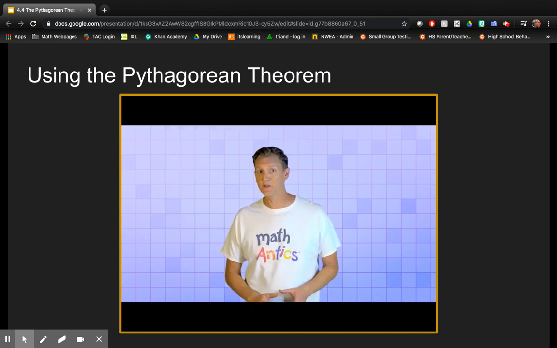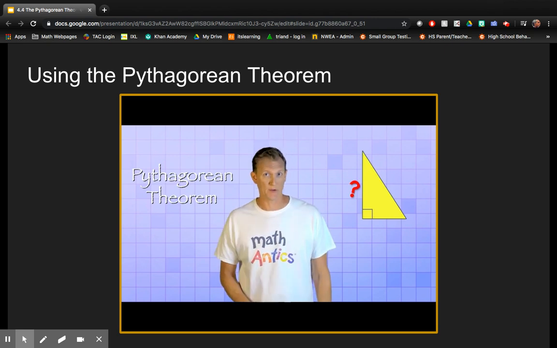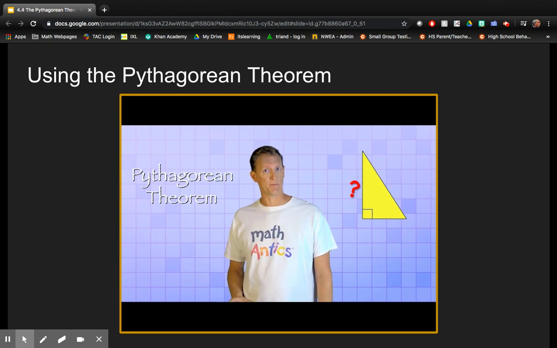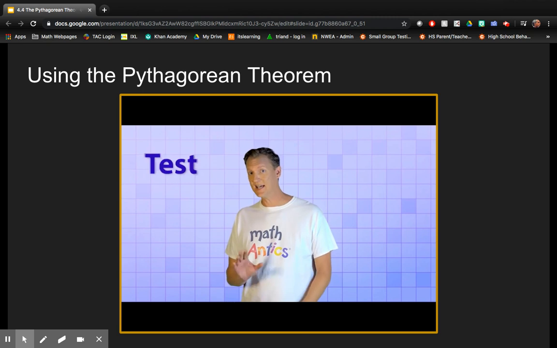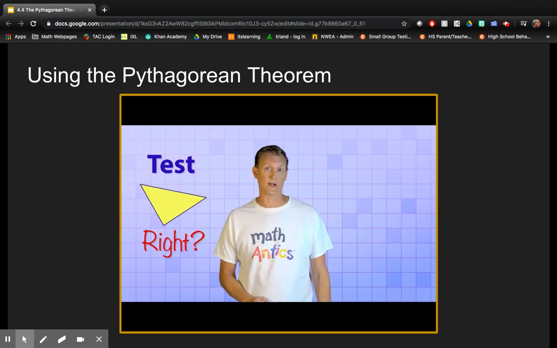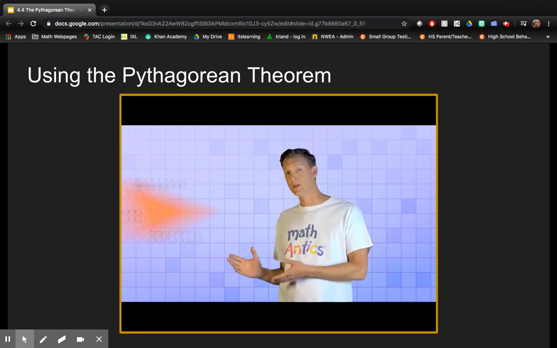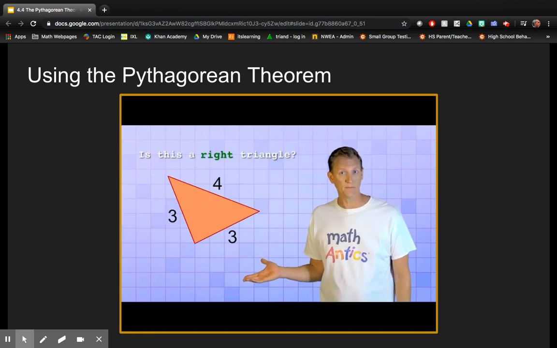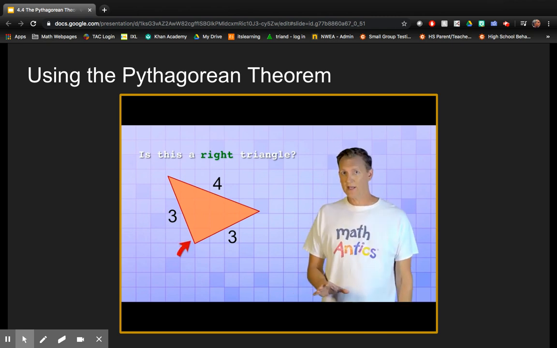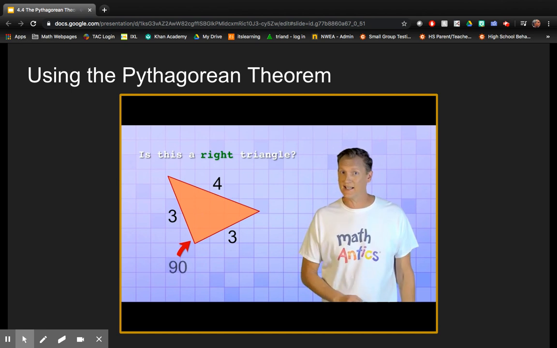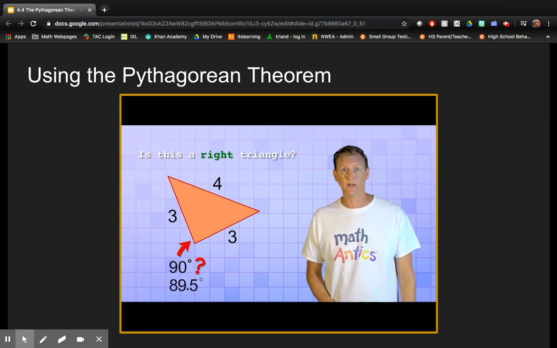Okay, so that's how you use the Pythagorean theorem to find the length of an unknown side of a right triangle, which is its most common use. But there's another way that you can use the Pythagorean theorem that I want to mention. You can also use the Pythagorean theorem to test a triangle to see if it truly is a right triangle, in case you're not already sure. For example, what if someone shows you this triangle and asks, is this a right triangle? Well, it looks a lot like a right triangle, but it doesn't have a right angle symbol, and it would be kind of hard to tell if this angle is exactly 90 degrees just by looking at it. Maybe it's really close to 90, like 89.5 degrees.